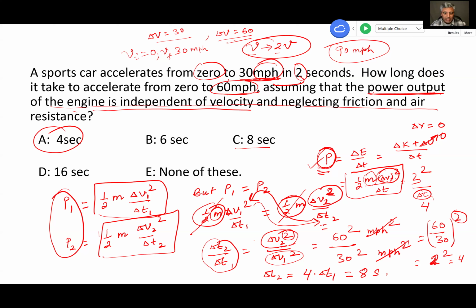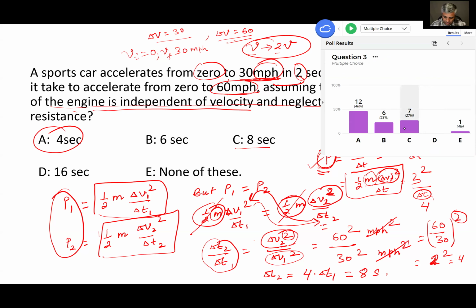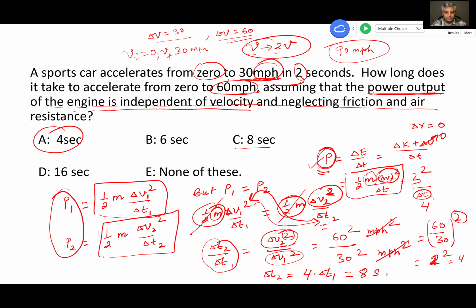So is there anything you would like to ask or add on this? Because we had quite a few mistakes here. So you need to pay attention to the equation. In the equation, is the quantity being talked about squared or not squared? If it is squared, then you need to square the ratio, okay?